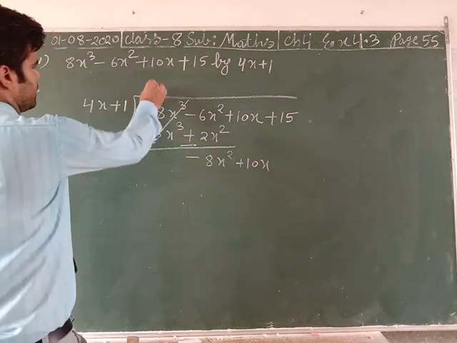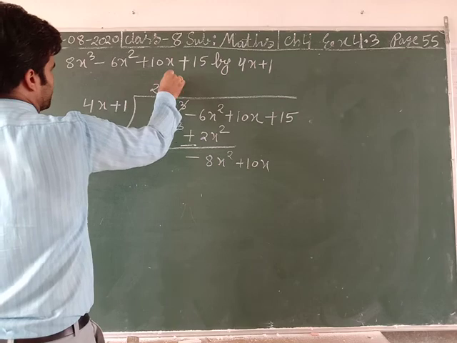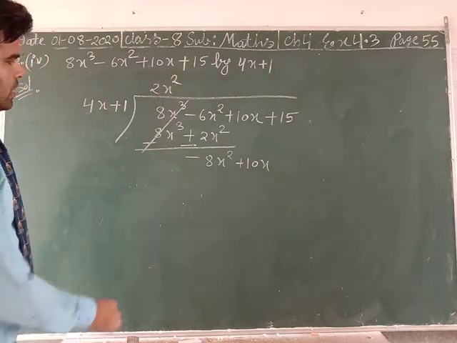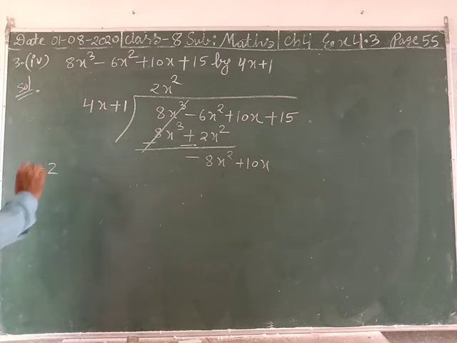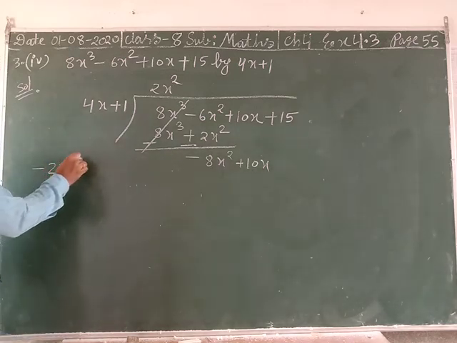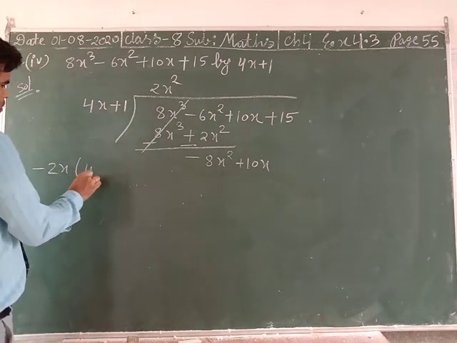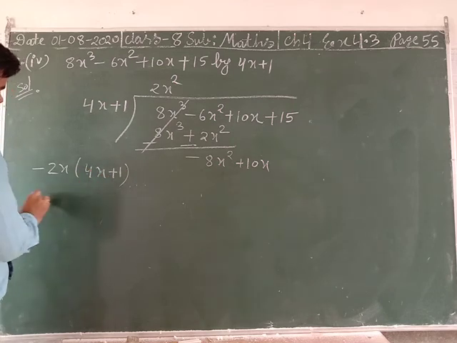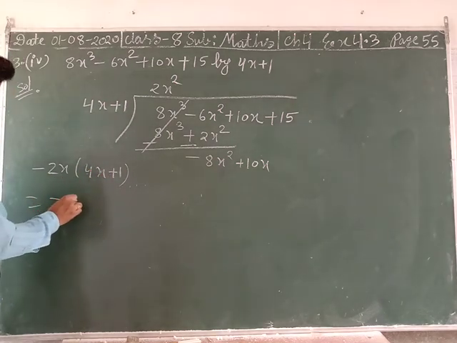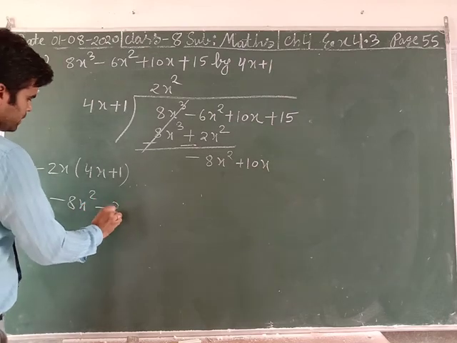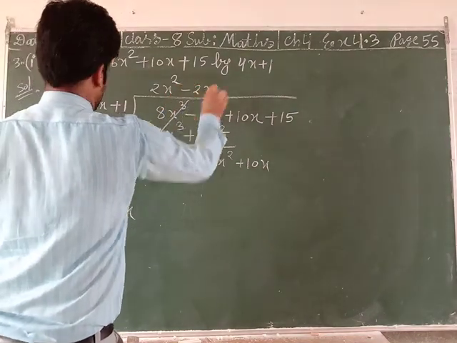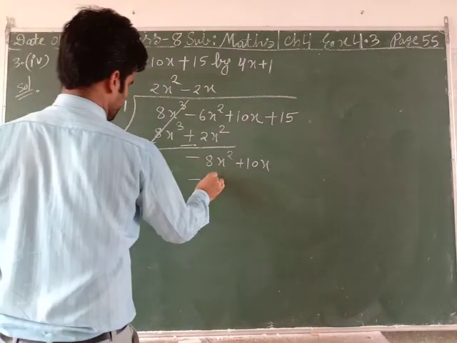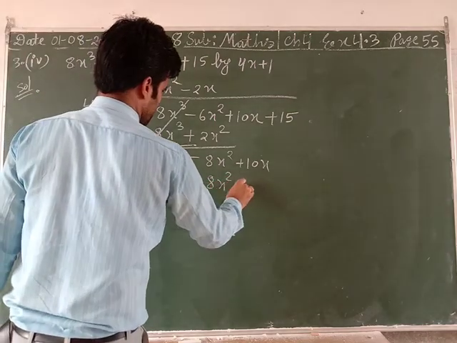After here I write what? 2x square students. Then here is minus 8x square and here is 4x. So we multiply by minus 2x. See, this becomes minus 8x square minus 2x. So here I write minus 2x, and this multiplication I write here minus 8x square minus 2x.